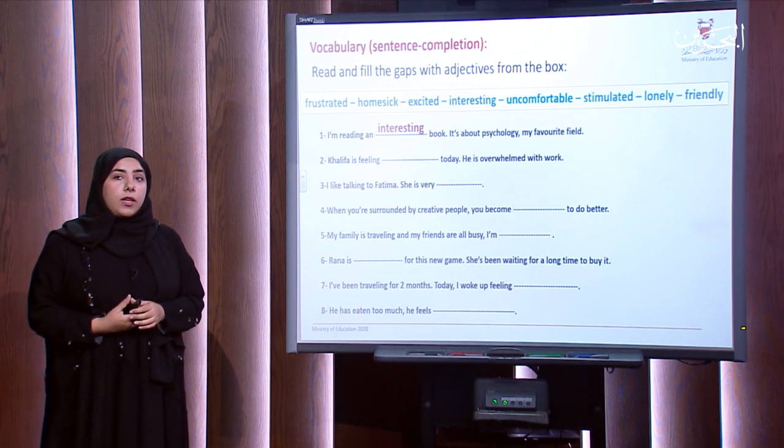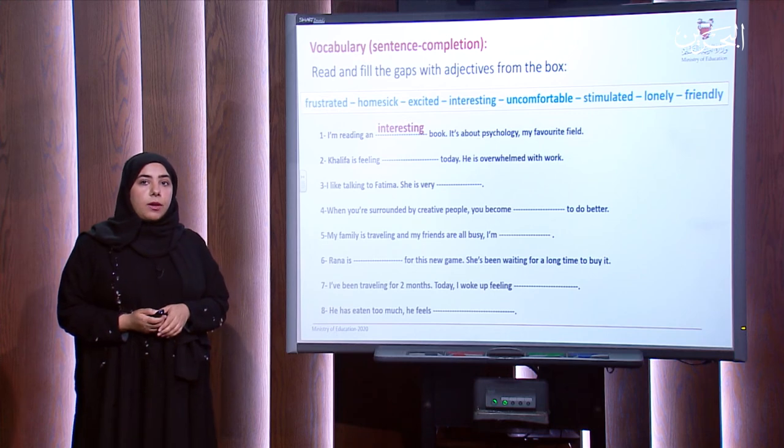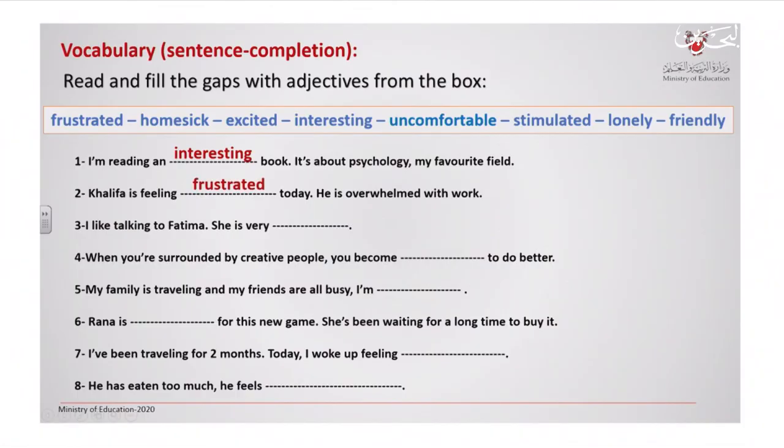Number one, I'm reading an interesting book. It's about psychology, my favorite field. Number two, Khalifa is feeling frustrated or confused today. He's overwhelmed with work. Three, I like talking to Fatima. She's very friendly. Number four, when you are surrounded by creative people, you become stimulated or excited to do better. Number five, my family is traveling and my friends are all busy. I'm lonely.